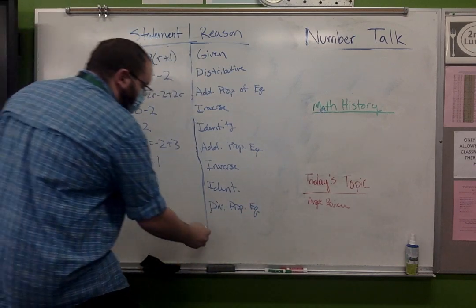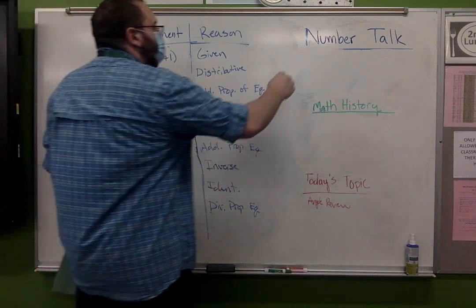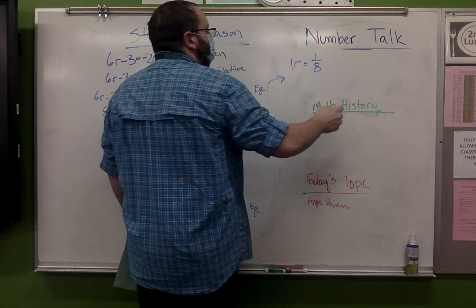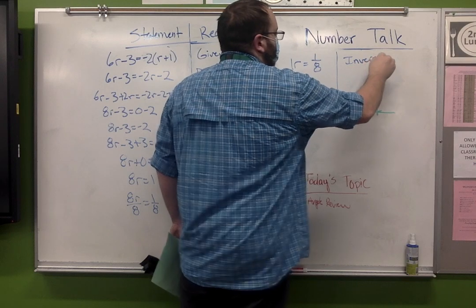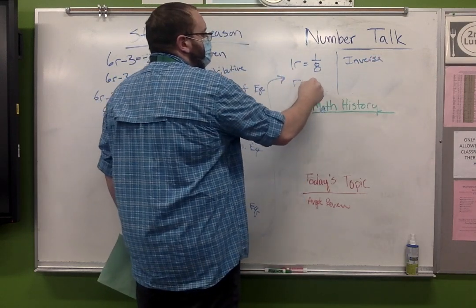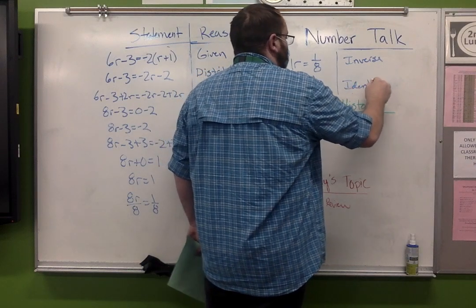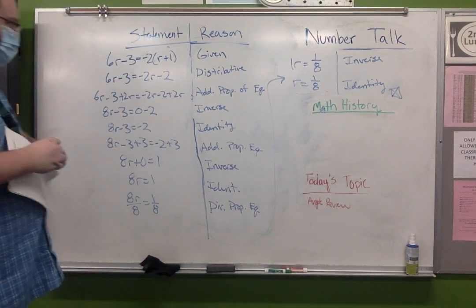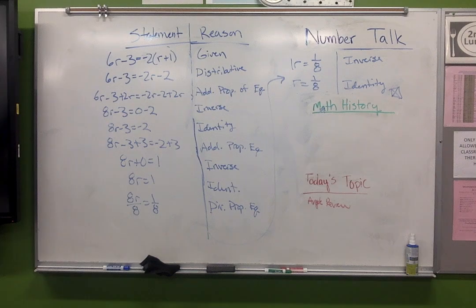Kind of run out of space here, aren't I? I'm going to come up here. 8 divided by 8 is 1. 1r equals 1/8. That is inverse property. And then 1 times r is r. r equals 1/8. That is identity. And we're done. All right, so there's your, it's probably the longest it'll get. Lots of identities, inverses. That's pretty much what we use a lot with solving.